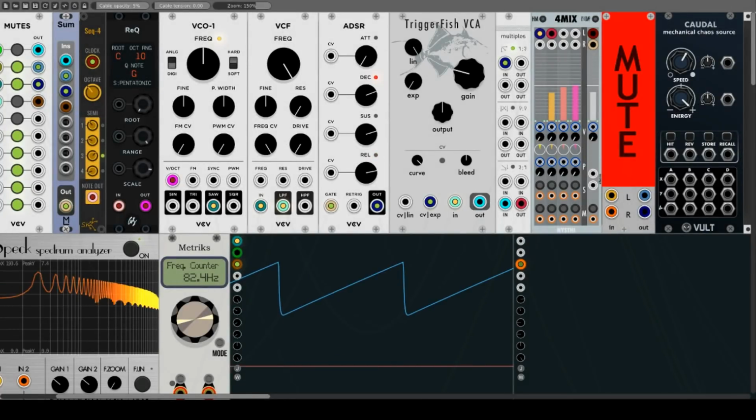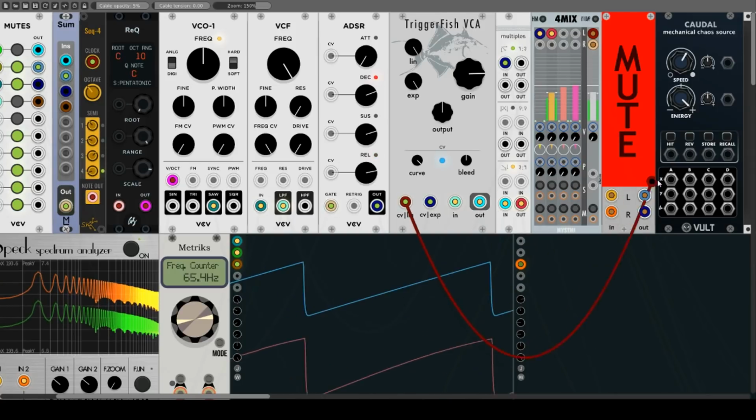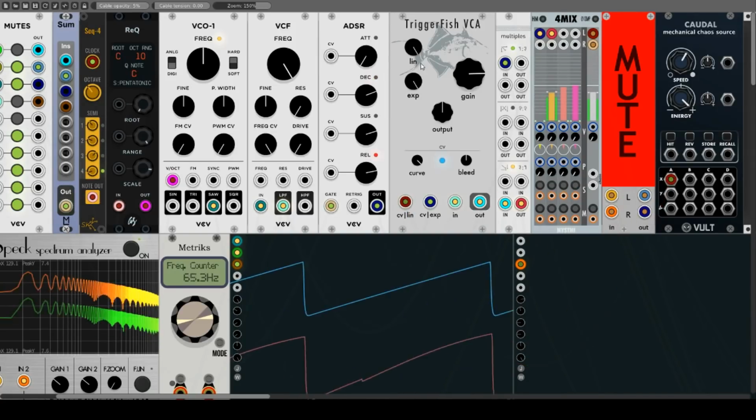The Triggerfish VCA is more or less standard again. It has one input and one output and one CV in, each for linear and exponential. This means that both modulation types can be used simultaneously again. Since each also has its own attenuator, their ratio can also be adjusted as desired. Left, as always, is 0 and right 100%.